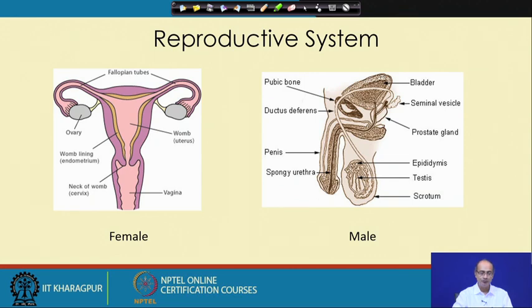Okay. So, that is one interesting design of nature, how it has made the human reproductive system, and for any animal you will find that this principle is followed.